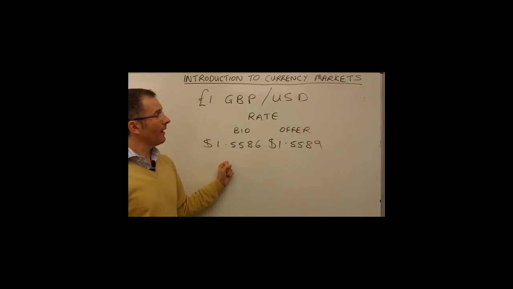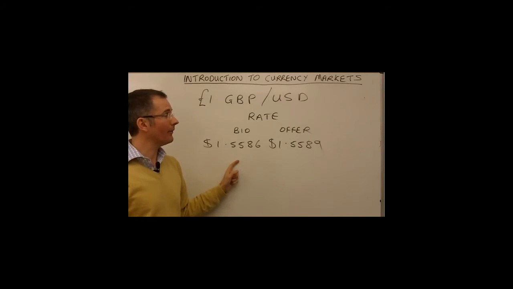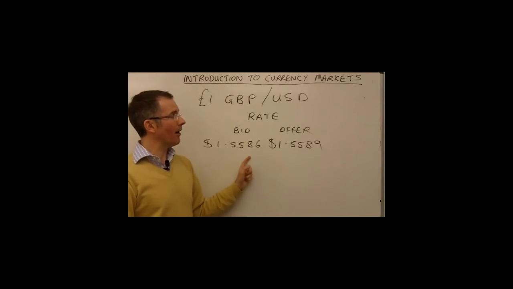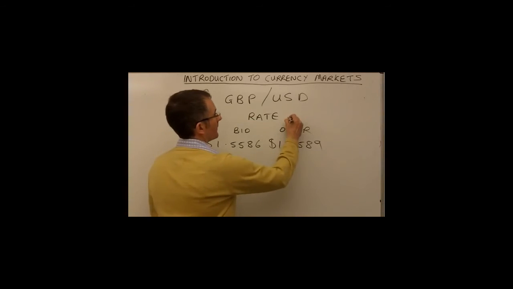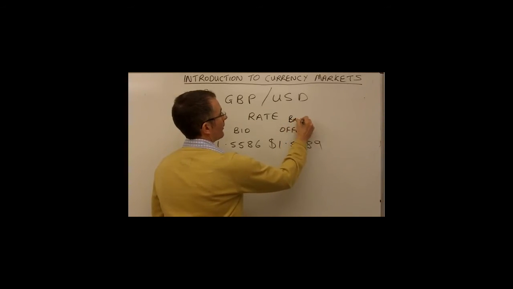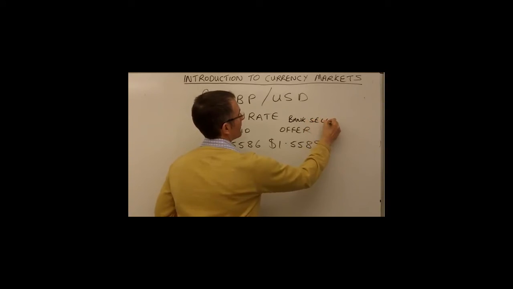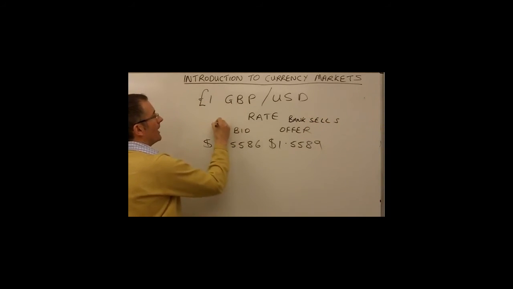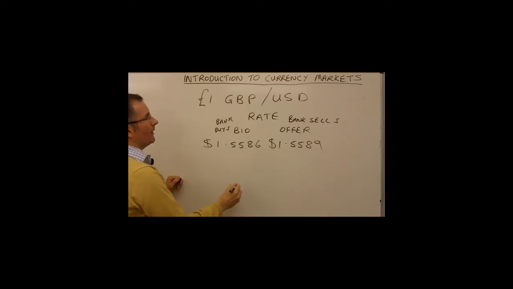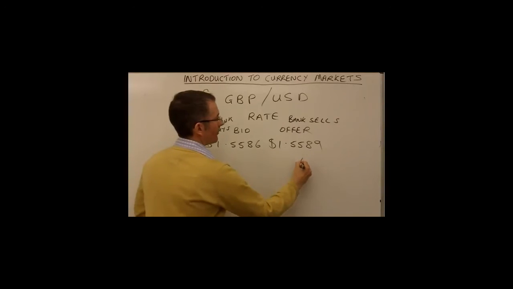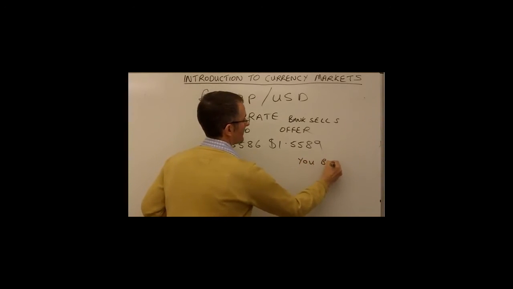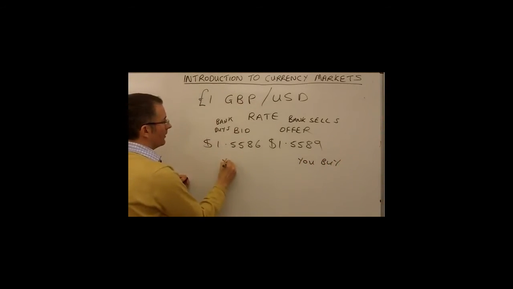And here's the key. Imagine this is the bank and you've just gone in on a holiday. This works in the foreign currency markets too. Whose rates are these? They're the bank's. So, in other words, that's the rate at which the bank sells, and this is the rate at which the bank buys. Or put it another way, from your perspective, this is the rate that you buy at, and this is the rate that you sell at.